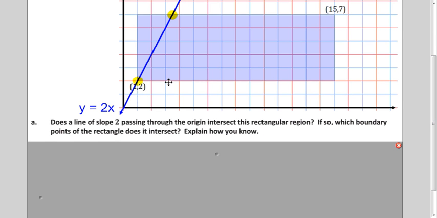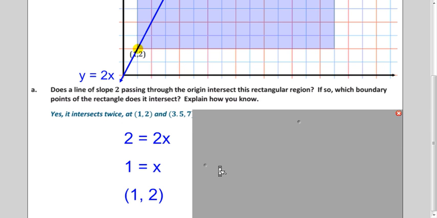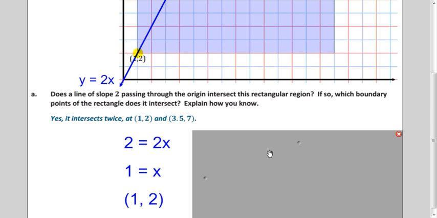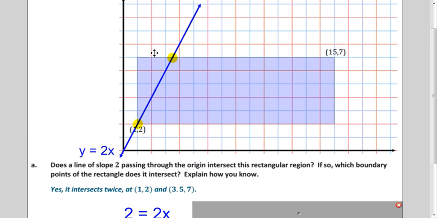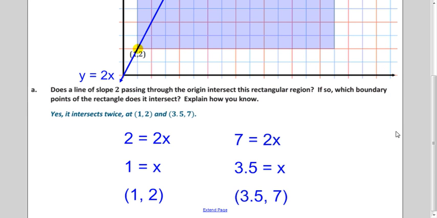This segment's containing the line y equals 2. So if we plug in 2 for y, we can solve that, and we see that we have the point (1, 2). Now we're going to do the same thing up here. We plug in 7 for y, for that horizontal, and we end up with 3.5. So yes, those are the 2 points.